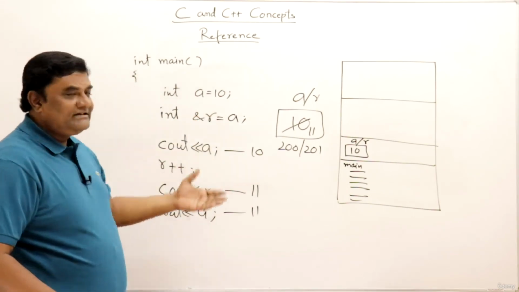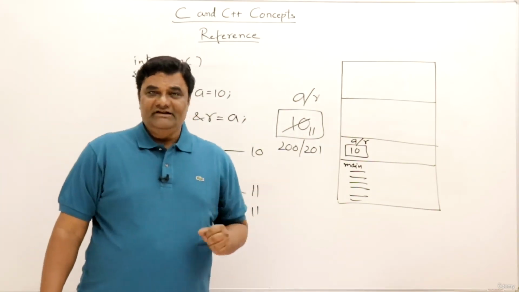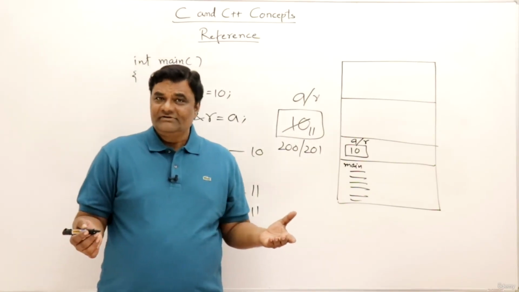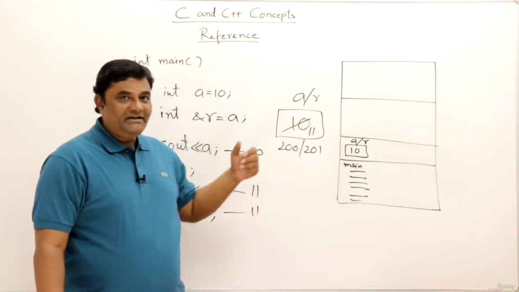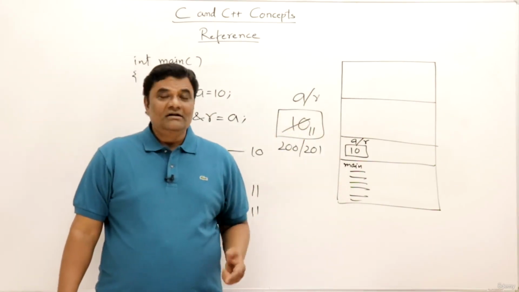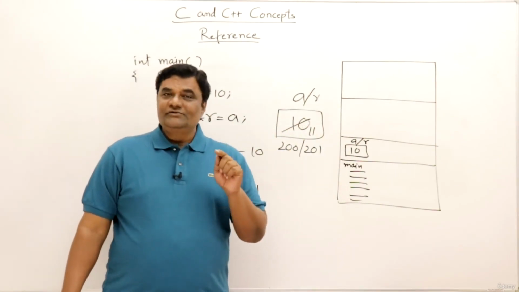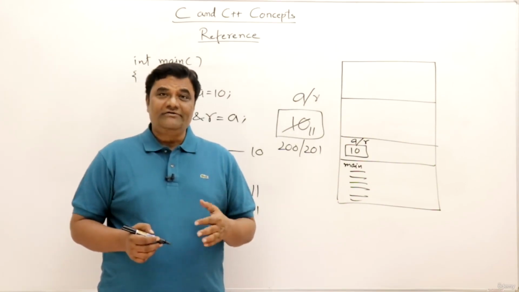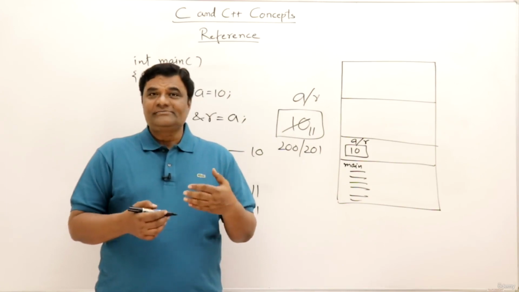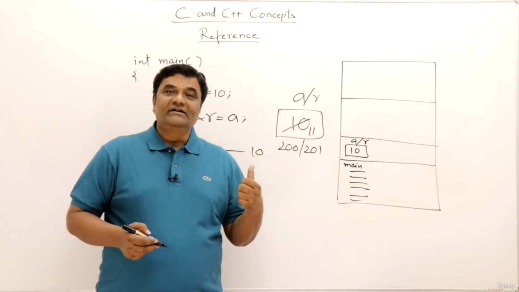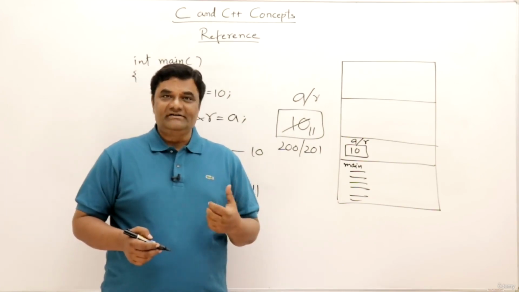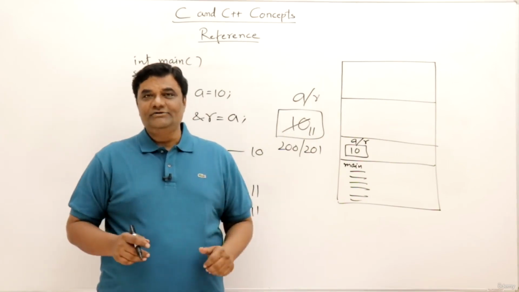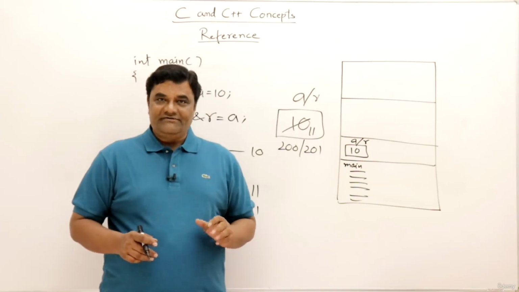So a reference is nothing but another name for a variable. Now the question is, why do you need another name for the same variable? When you already have the name A, why do you want another name R? Basically this is useful in parameter passing, and this is a very useful feature of C++. For writing small functions, we use references instead of using pointers. So when we learn about parameter passing, at that time I'll explain the usage of reference.